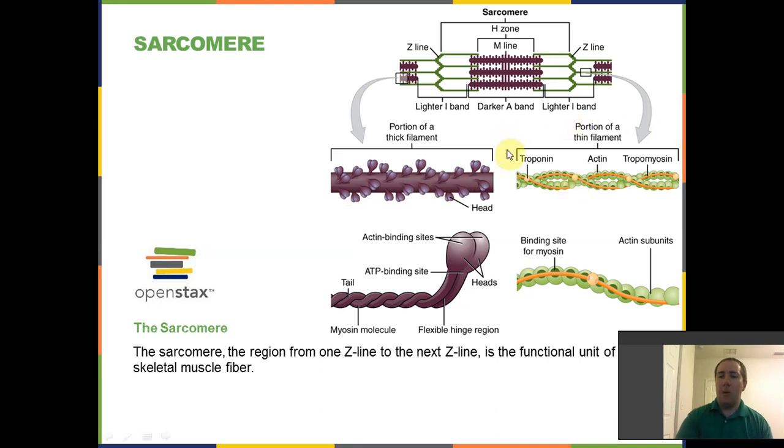On the right is the thin filament. And that thin filament, remember, was made up of 3 different proteins. We had actin, we had troponin, and we had tropomyosin. So the actin is going to be the structural part of the thin filament. It is the part that's actually going to make the backbone of the thin filament.